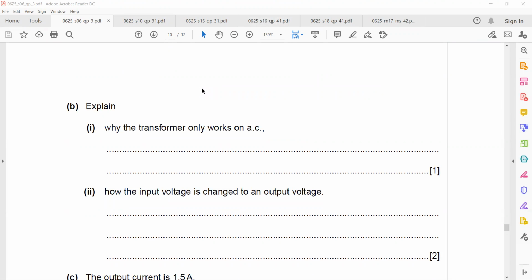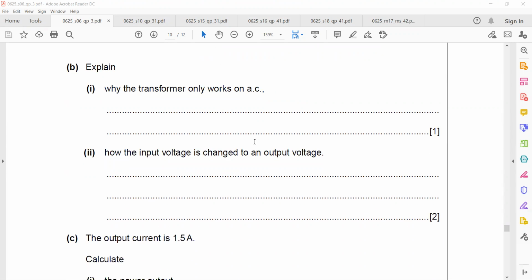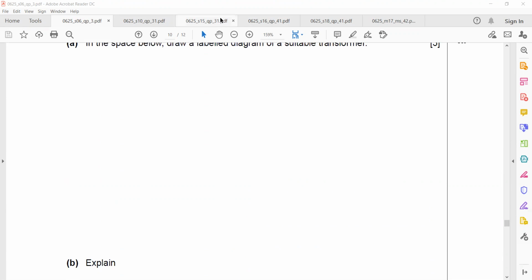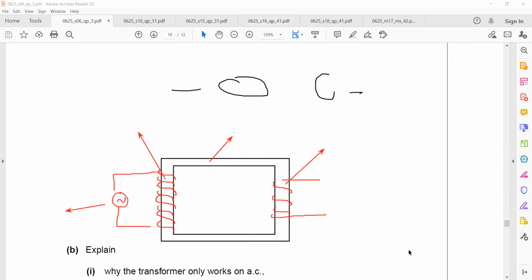Why does a transformer only work with AC? What's the reason? Why not DC? Because AC current produces a variable magnetic field, or change in magnetic field. Or you can write it the other way around: direct current does not produce change in magnetic field.